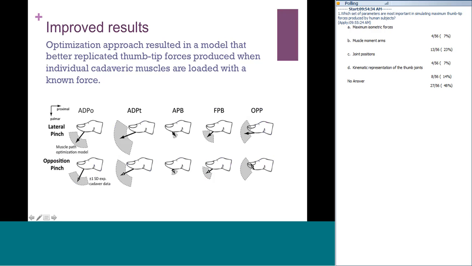So again, we were studying only the intrinsic muscles, and what we're seeing here, without the red arrows, is just the plus or minus 1 standard deviation centered where the endpoint of that experimentally measured force vector would be. So for instance, over here for the OPP, you see that we're a little bit misdirected. The optimization didn't get us in the center of the plus or minus 1 standard deviation. But overall, for both the lateral pinch posture and the opposition pinch posture, we were able to replicate the data from the Perlman study within 1 standard deviation.